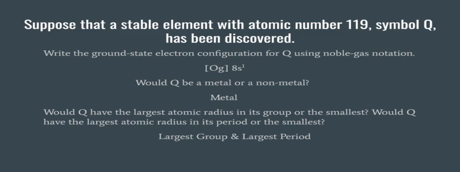The third question asked, would Q have the largest atomic radius in its group or the smallest? Would Q have the largest atomic radius in its period or the smallest? We figured that Q would have the largest atomic radius in its group because it has the most energy levels of all the elements in its group. Q would have the largest atomic radius in its period because all of the elements in the period have the same number of energy levels, but Q has the fewest electrons of all the elements in its period, so there is less attraction pulling the shells closer to the nucleus.